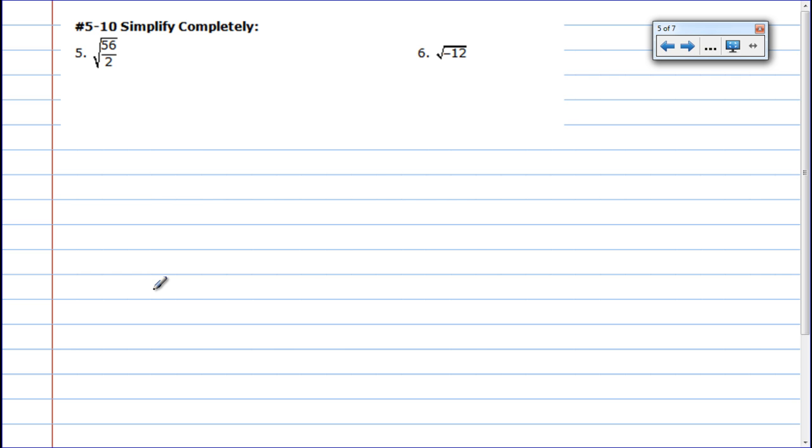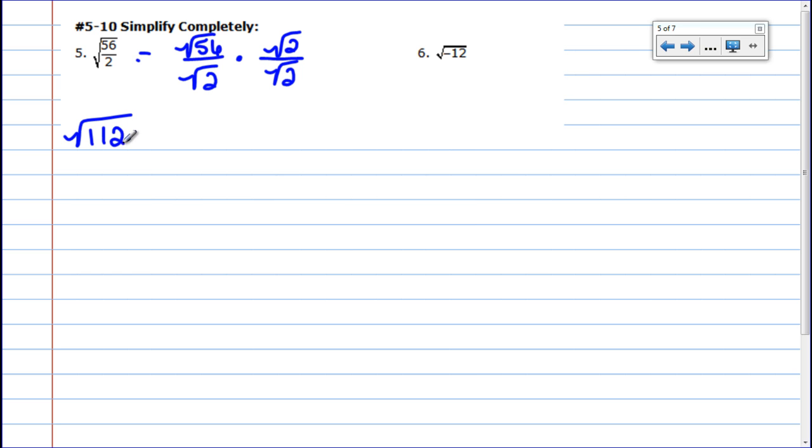Now we have to simplify completely some radicals. I'm going to rewrite this radical 56 over 2 as square root of 56 over the square root of 2. And because I have a radical in the denominator, to simplify it, I don't need a radical in the denominator, so I will multiply the numerator and denominator by radical 2. So 56 times 2 gives me the square root of 112. And when I multiply radical 2 times radical 2, it just makes 2. The radical disappears. Then I've got to simplify this 112.